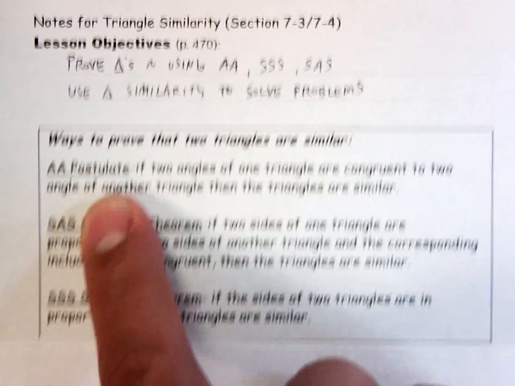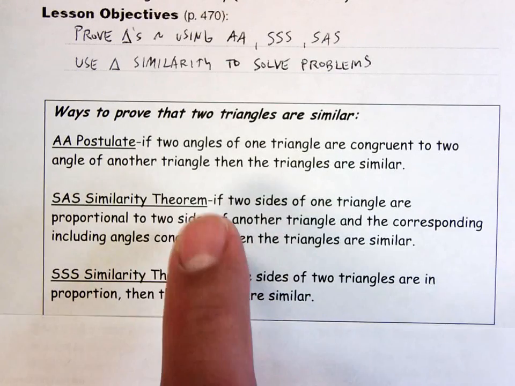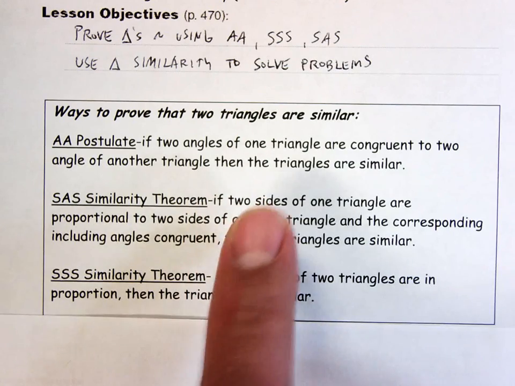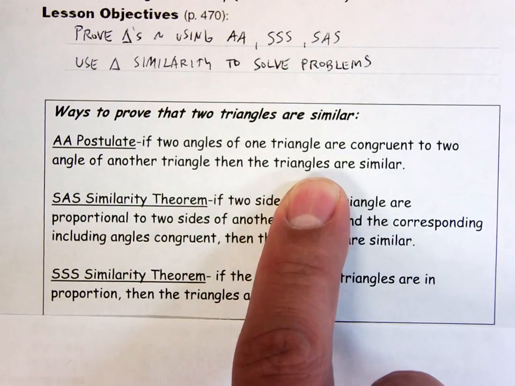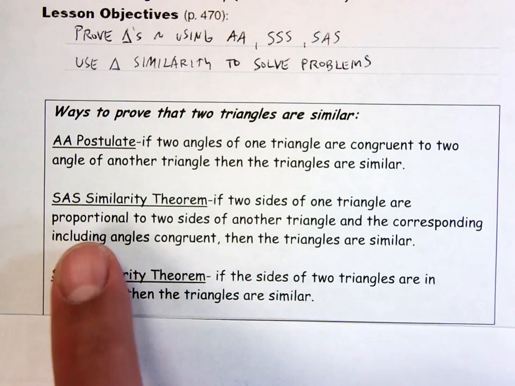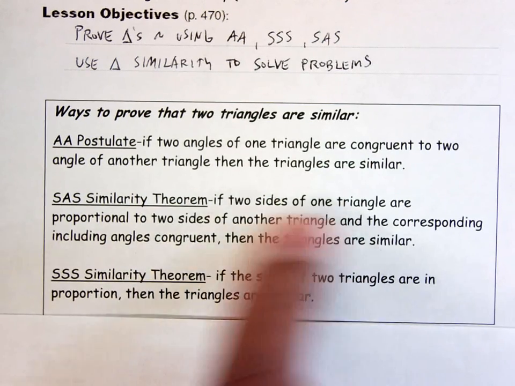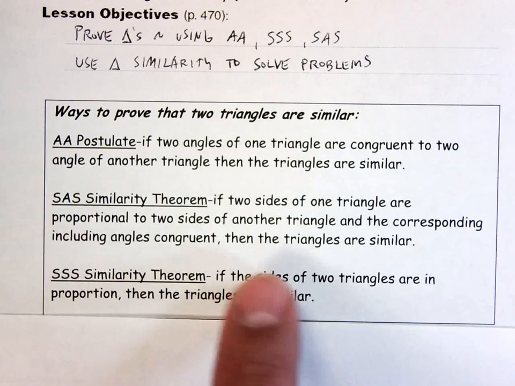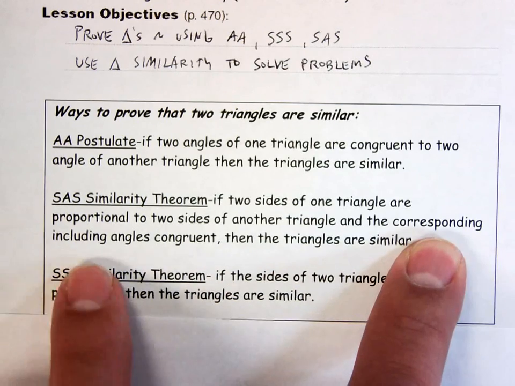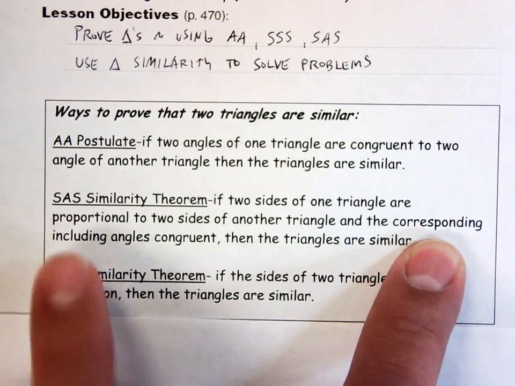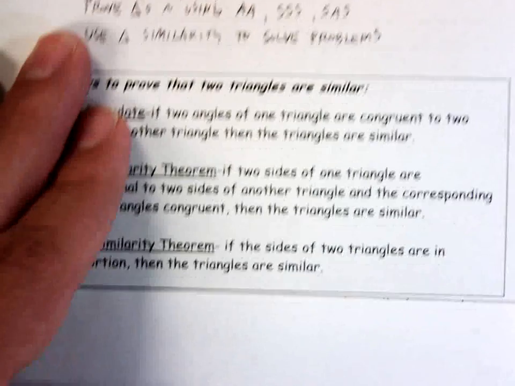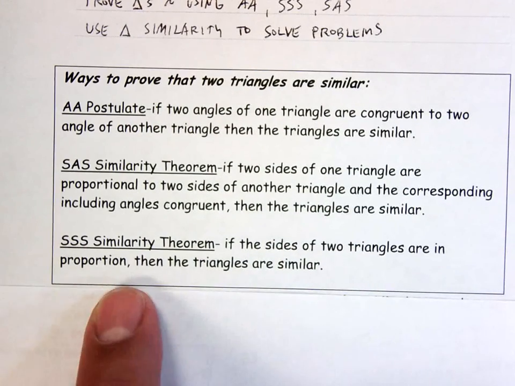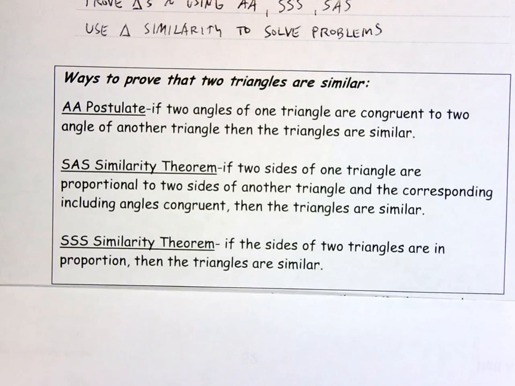AA postulate. If I'm going to use the AA postulate, all I need to know is that two angles of one triangle are congruent to two angles of another triangle. Then I can say that the triangles are similar. Side, angle, side. If two sides of one triangle are proportional to two sides of another triangle and the corresponding included angles are congruent, then the triangles are similar. Side, side, side. If the sides of two triangles are in proportion, then the triangles are similar.